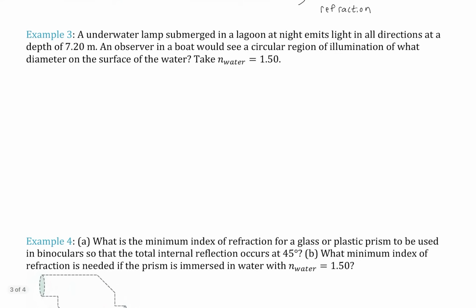An underwater lamp submerged in a lagoon at night emits light in all directions at a depth of 7.2 meters. An observer in a boat would see a circular region of illumination of what diameter on the surface of the water? So there's a bit to unpack here. Why is there a circular region? What do we mean by that?